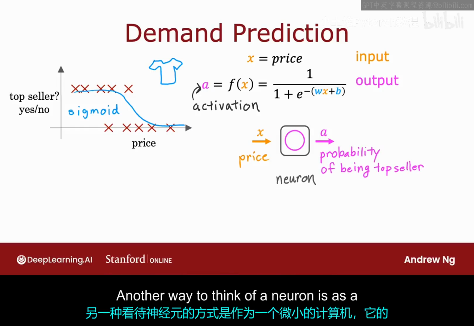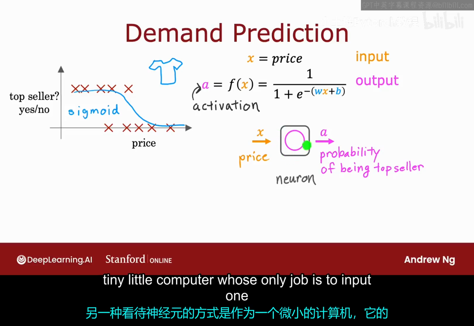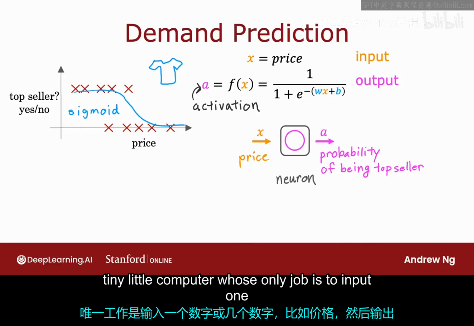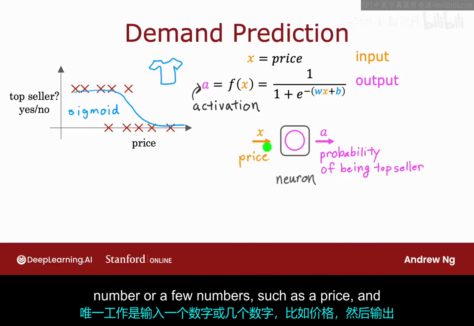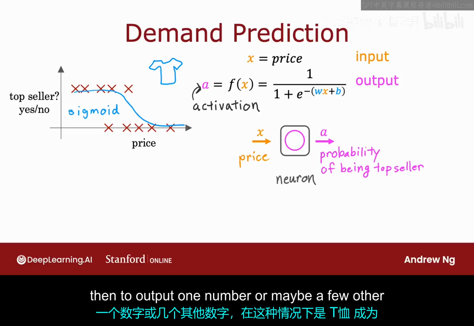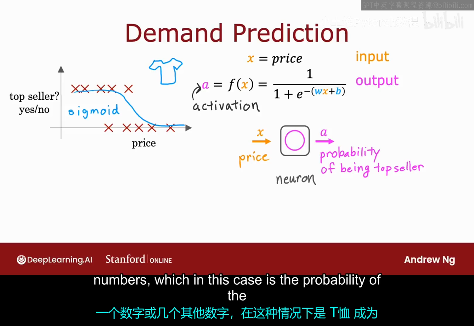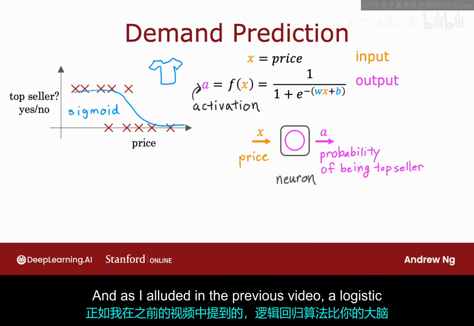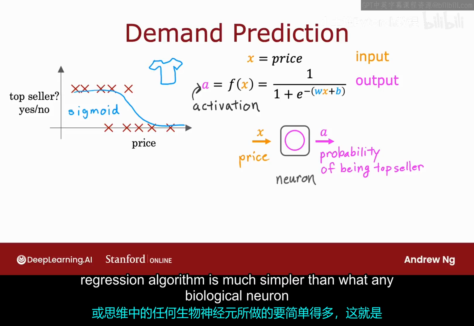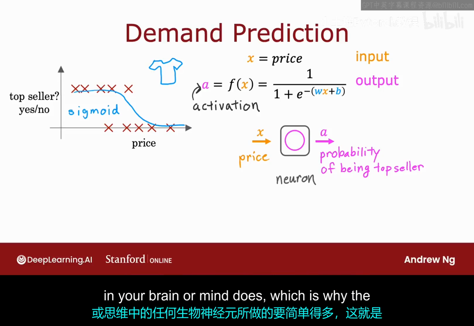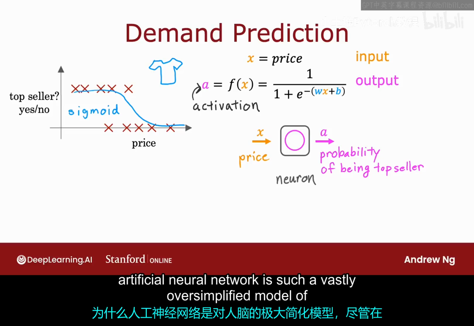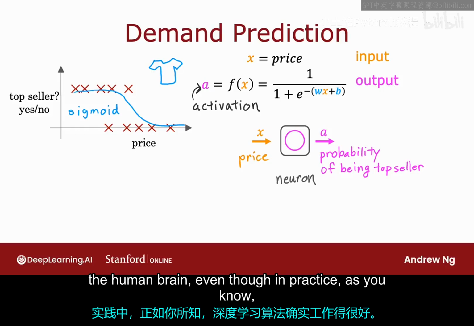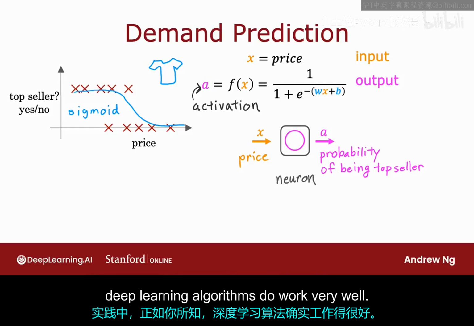Another way to think of a neuron is as a tiny little computer whose only job is to input one number or a few numbers, such as a price, and then to output one number or maybe a few other numbers, which in this case is the probability of the t-shirt being a top seller. And as I alluded to in the previous video, a logistic regression algorithm is much simpler than what any biological neuron in your brain or mine does, which is why the artificial neural network is such a vastly oversimplified model of the human brain, even though in practice, as you know, deep learning algorithms do work very well.